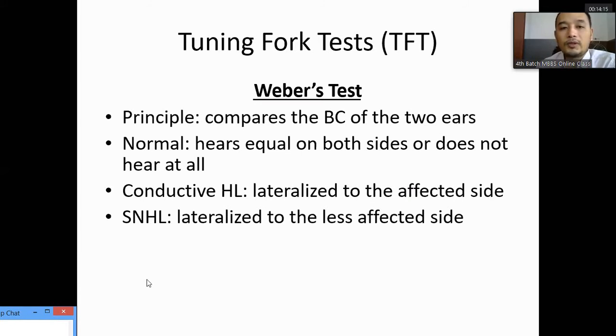So using this Weber test and Rinne's test, we can at least distinguish the affected ear, whether it has conductive hearing loss or sensorineural hearing loss. If Rinne's comes negative in the tested ear, then it is definitely conductive hearing loss. If Rinne's test comes positive, then there might be two things: either the ear is normal or there is sensorineural hearing loss. And by doing the Weber test, we can find out whether there is sensorineural hearing loss or conductive hearing loss.